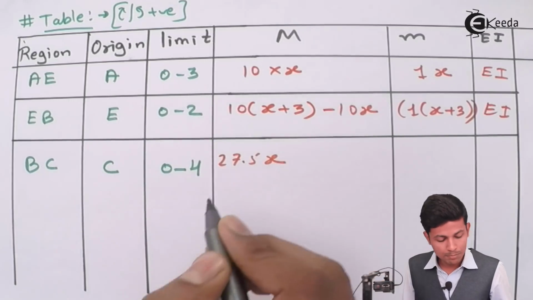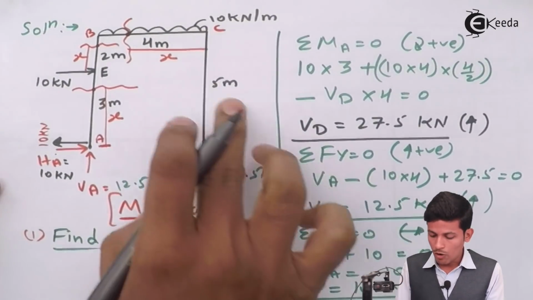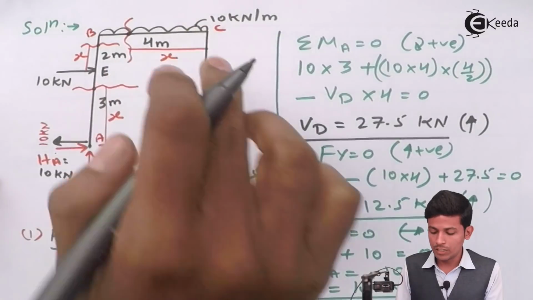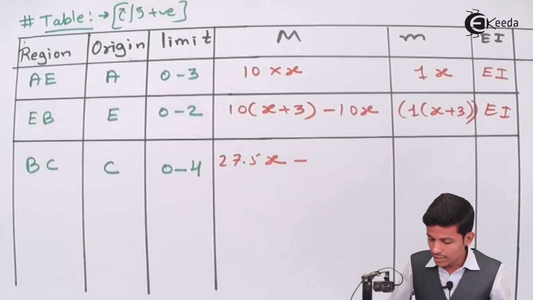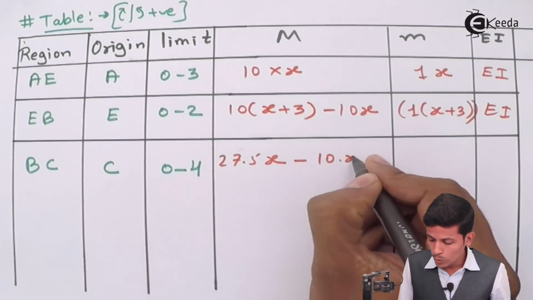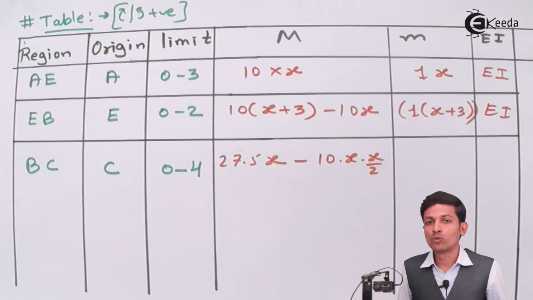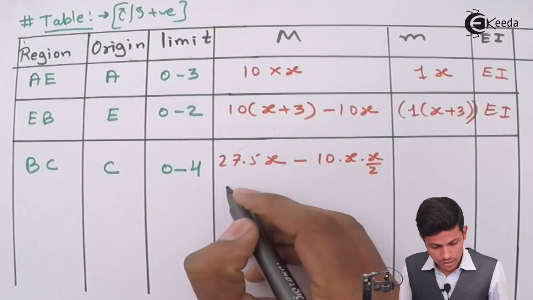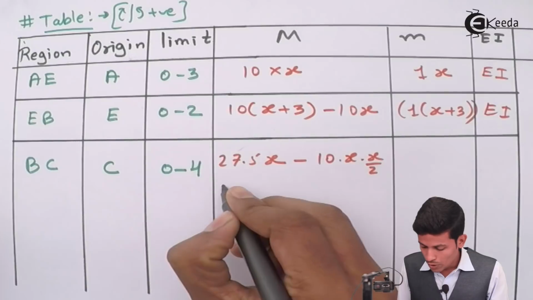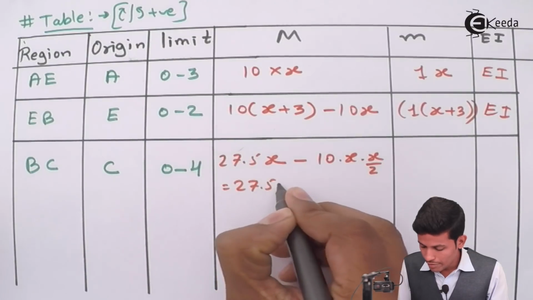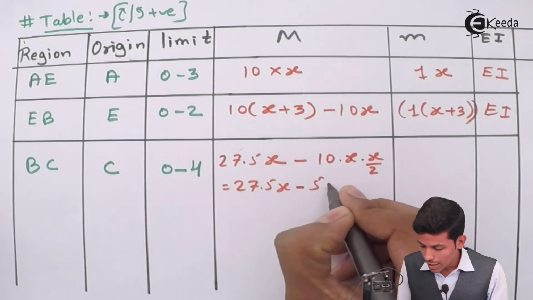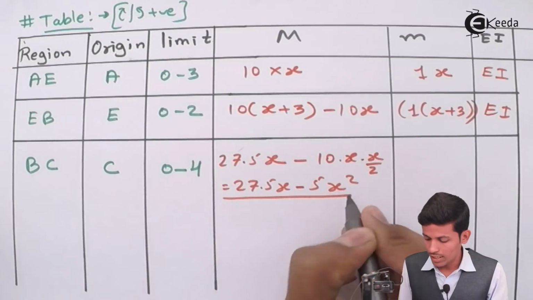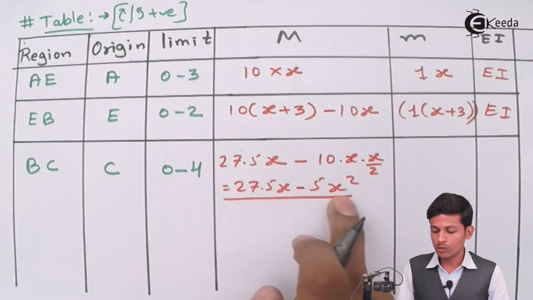27.5 into x positive. Now after that this UDL will come into the picture. So minus 10 into x by 2. Rearrange it once more for this equation. See, 27.5x minus 5x square, this will come finally. Okay, we have to rearrange over here.